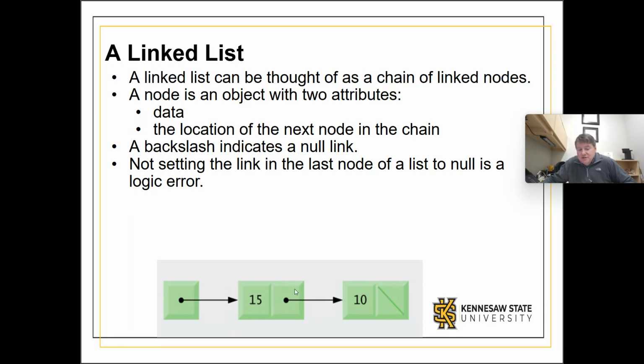Each one of these nodes is linked to the next node, hence the name linked list. So a linked list can be thought of as a chain of linked nodes, which is exactly what it is. The node has at least two attributes, data and the location of the next node in the chain. Wherever your chain ends, you're going to point that last node to some magical place called null. This is just to indicate that that is the end of the chain.